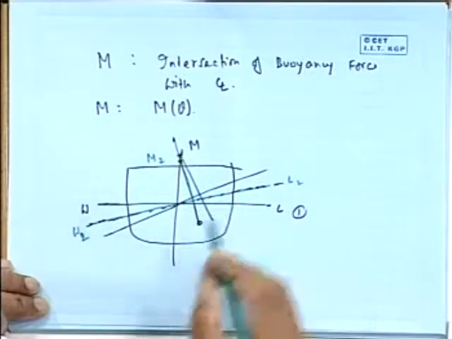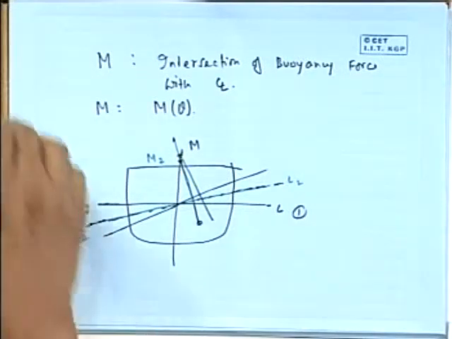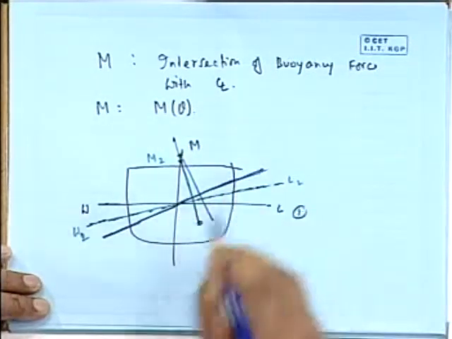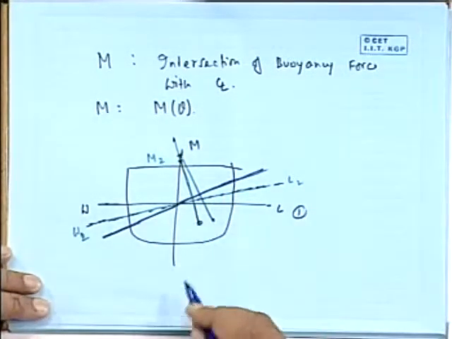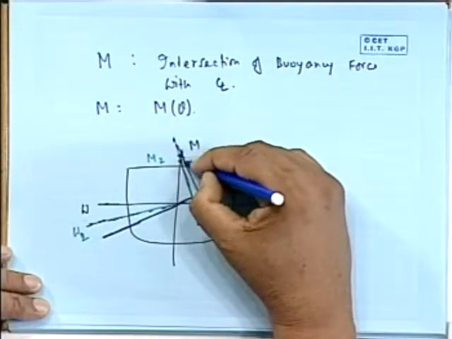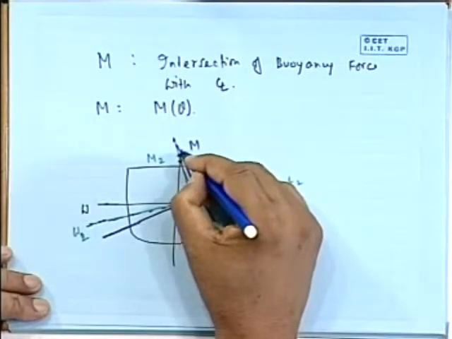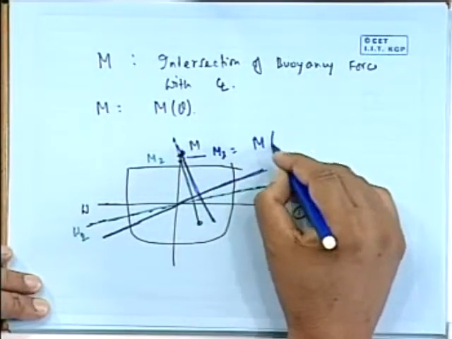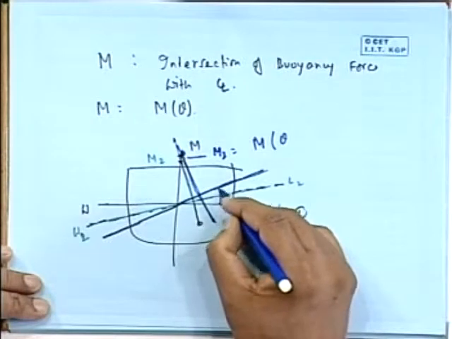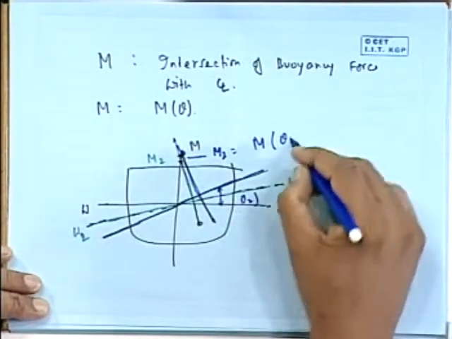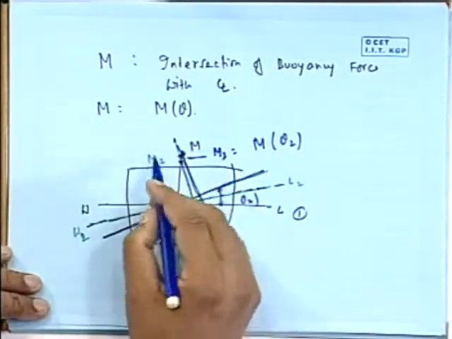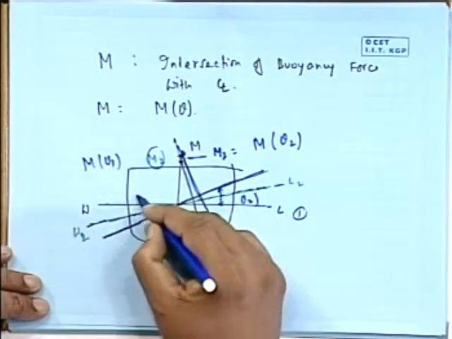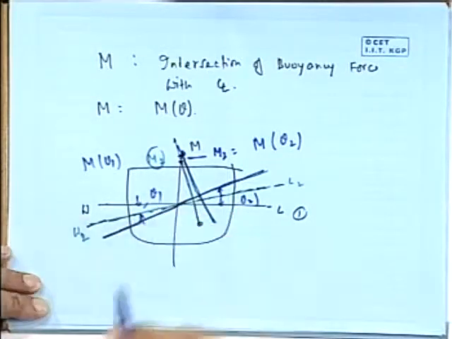Now supposing I tilted it further to a larger angle, something like this. Then obviously the center of buoyancy goes to this point, and the buoyancy line intersects at another point, M3, or I can call this M of theta. If I call this angle theta 2, then this one is M of theta 1, with angle theta 1.